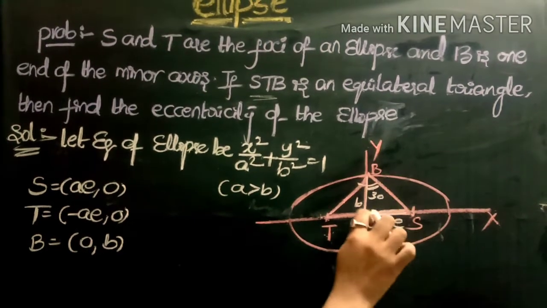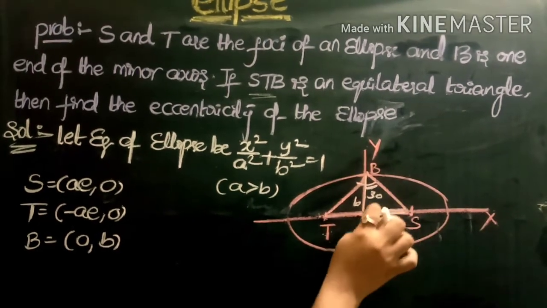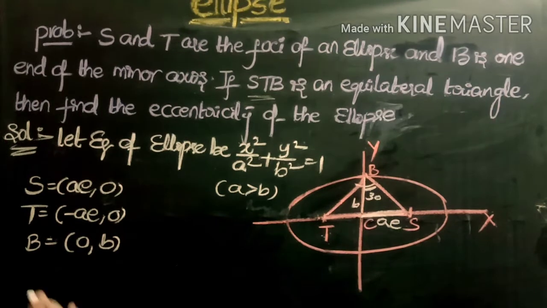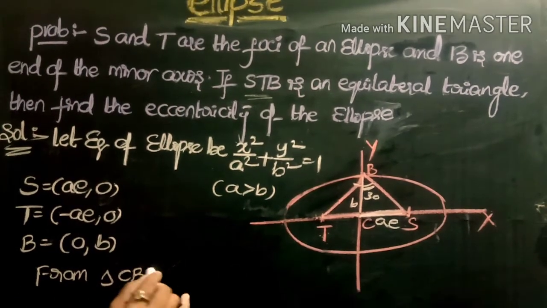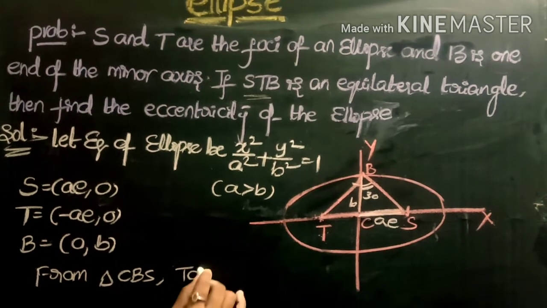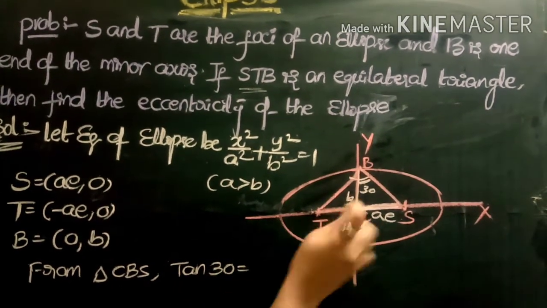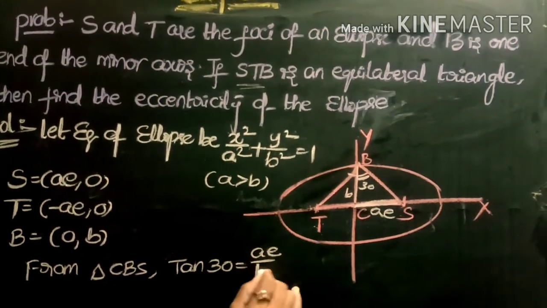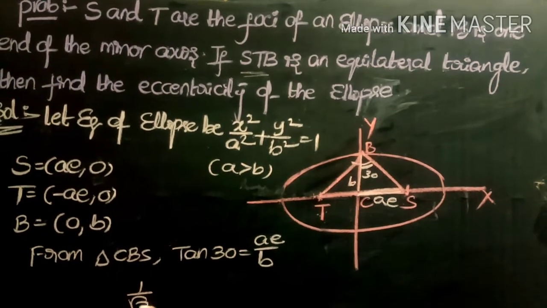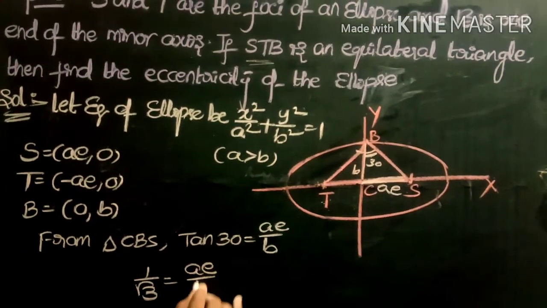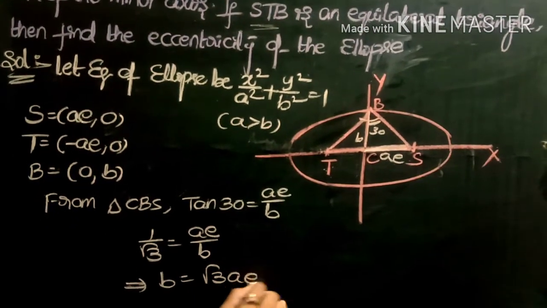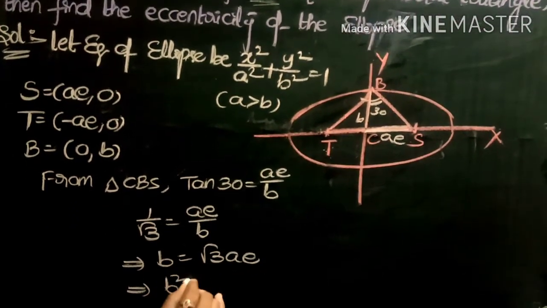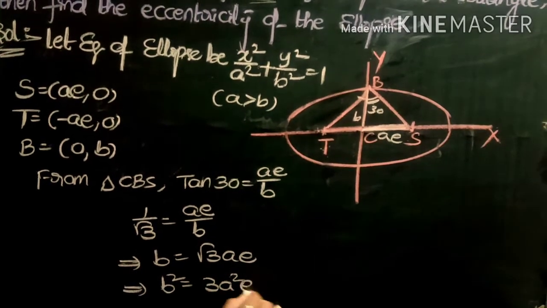Now clearly from the right angle triangle CBS we take the value of tan 30. Therefore from triangle CBS, the value of tan 30 is equal to opposite by adjacent, that is AE by B. Now what is the tan 30 value? 1 by root 3. 1 by root 3 is equal to AE by B. Now taking cross product we get B is equal to root 3 into A. Now squaring on both sides, we get B square is equal to 3A square E square.